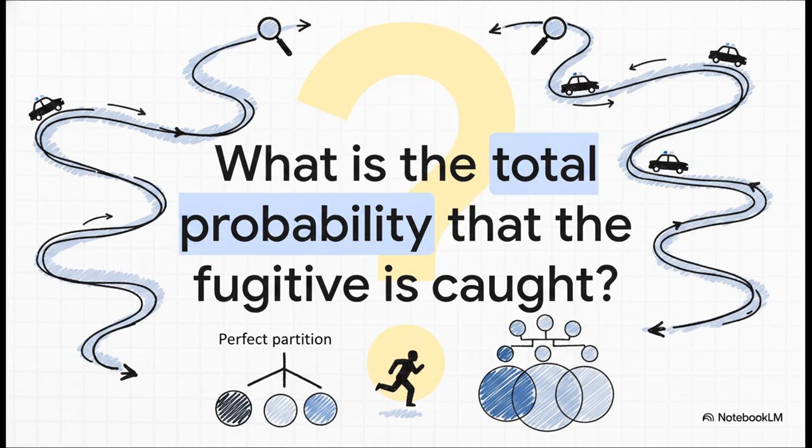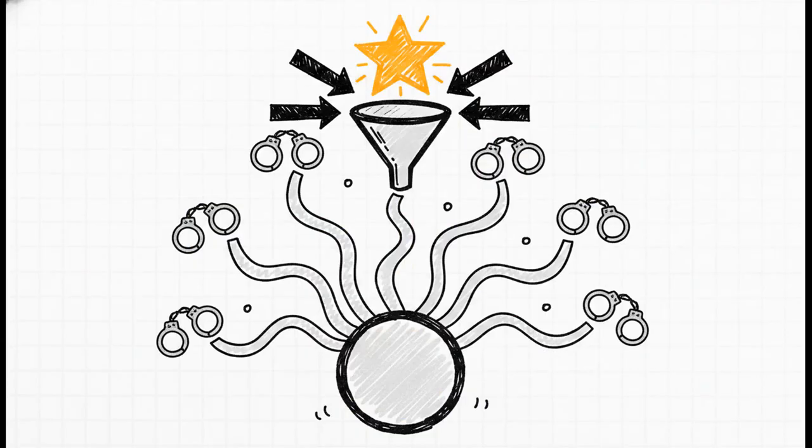Now, we know the probability of him choosing each path, and we also know the police's conditional probability of catching him on each specific path. I want you to think about how you'd solve this before we break it down. How do you find the absolute total probability of his capture? Well, here is the analytical breakdown.